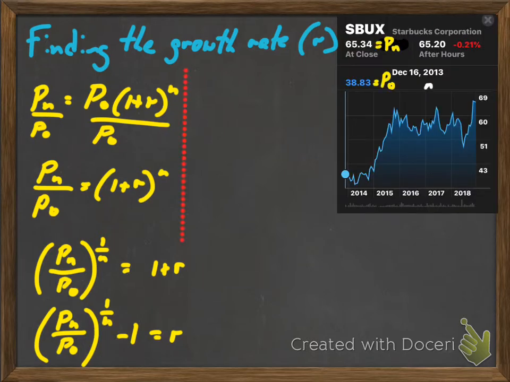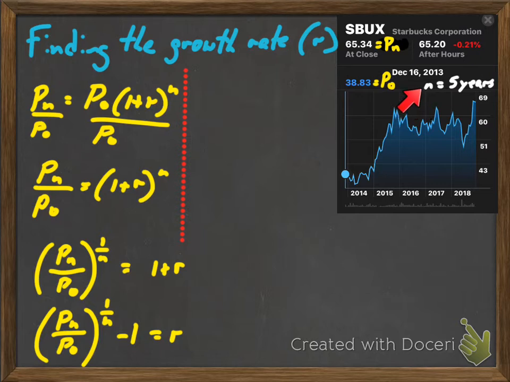And we looked at this with stocks, right? So we looked at Starbucks, I believe. And so we looked at and said, all right, so the current stock price of Starbucks is around $65.34. And 5 years ago it was $38.83. So what was the annual growth rate?